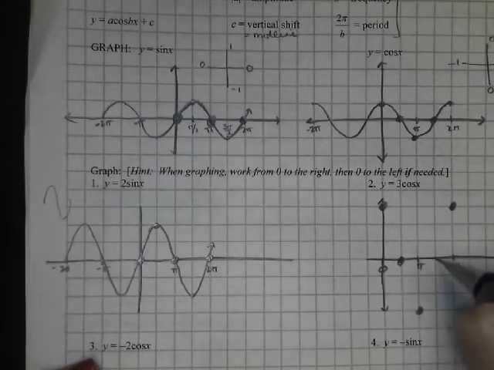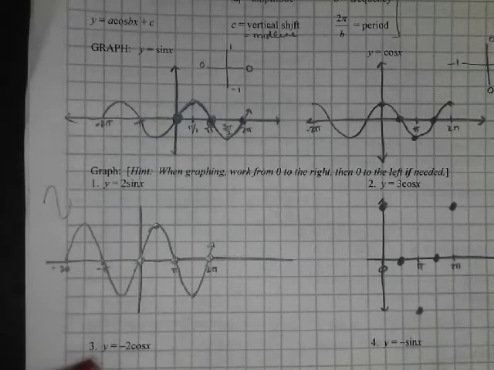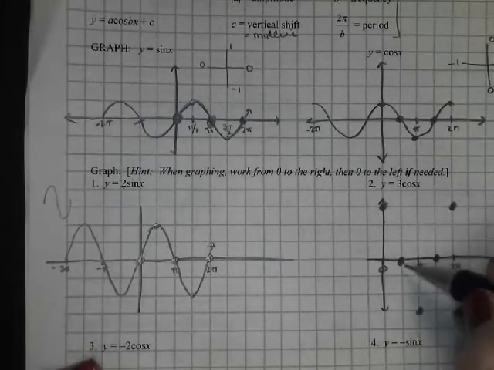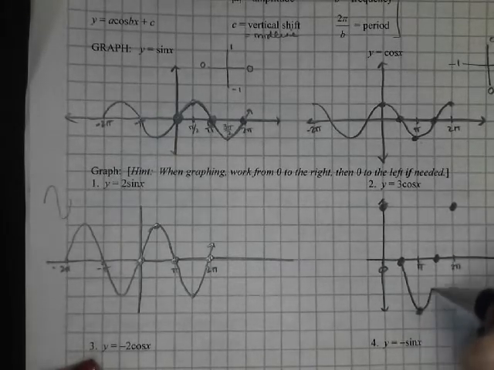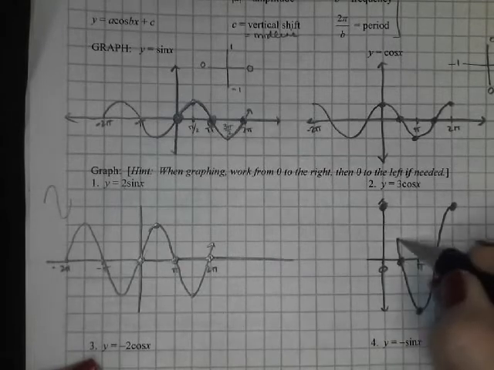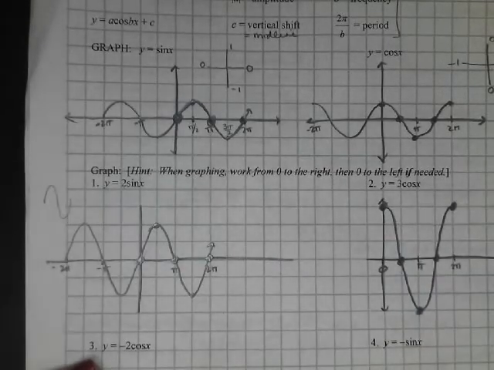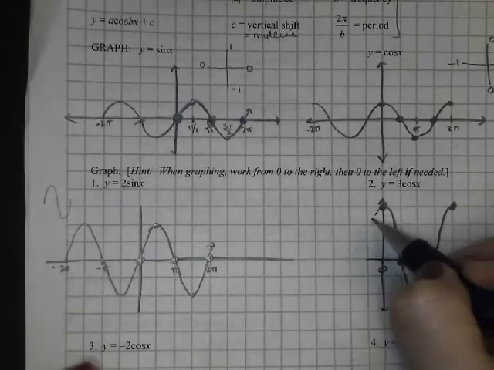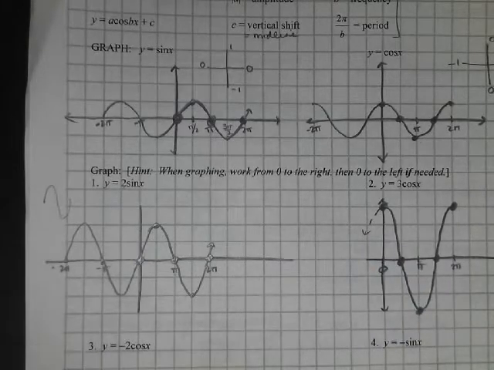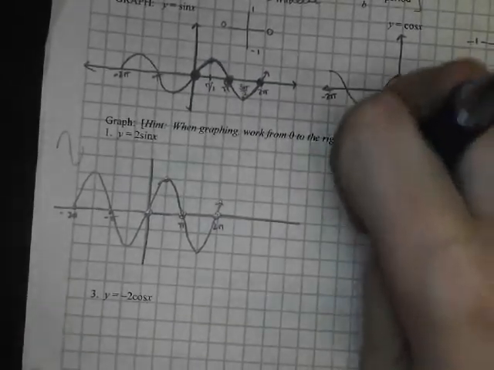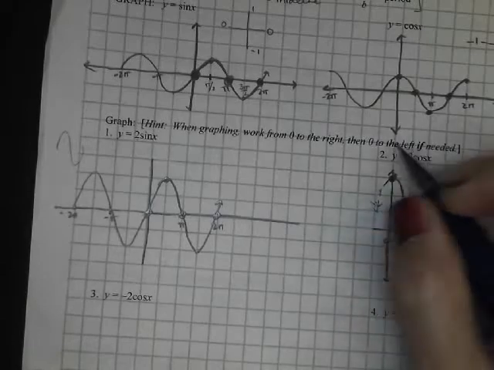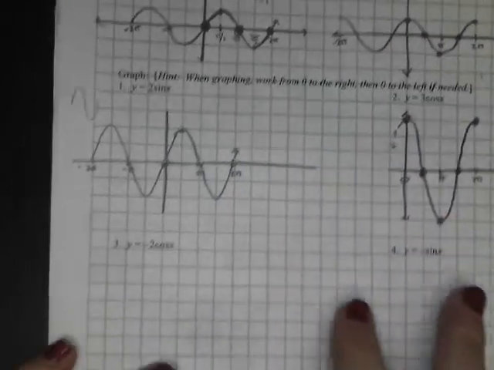And then your zeros, your midline intersections, that is, are halfway in between 0 and pi at pi over 2. So you've got your bottom side of the cosine graph and your top side. And again, you could continue this backwards as needed. So that's just an amplitude change.